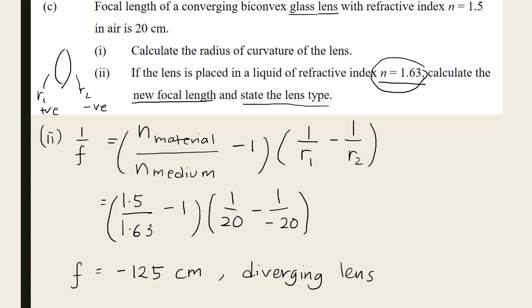Because now f, the value has shifted to a negative value, so it becomes a diverging lens. Okay, so that's all for question 6 set E. Thank you.